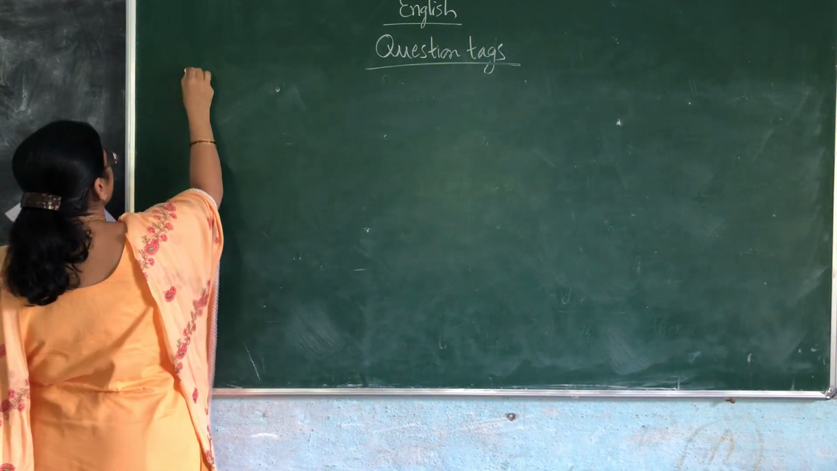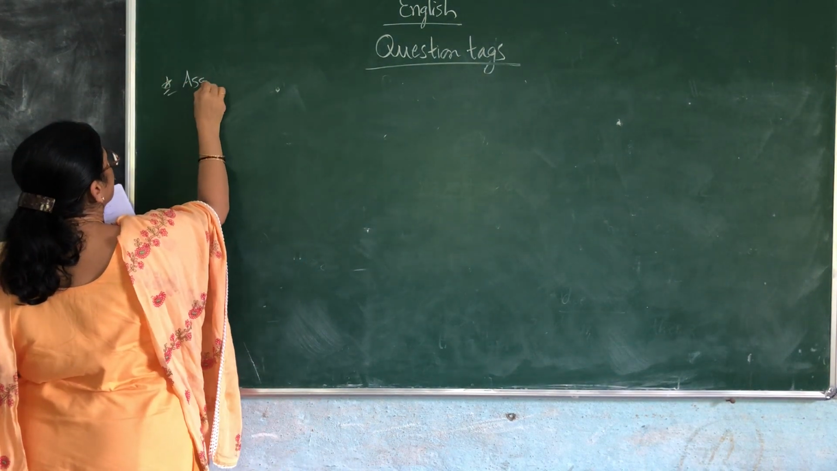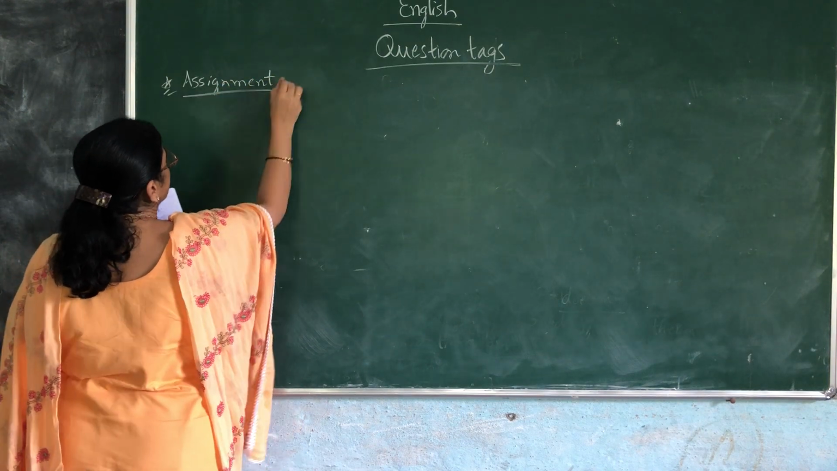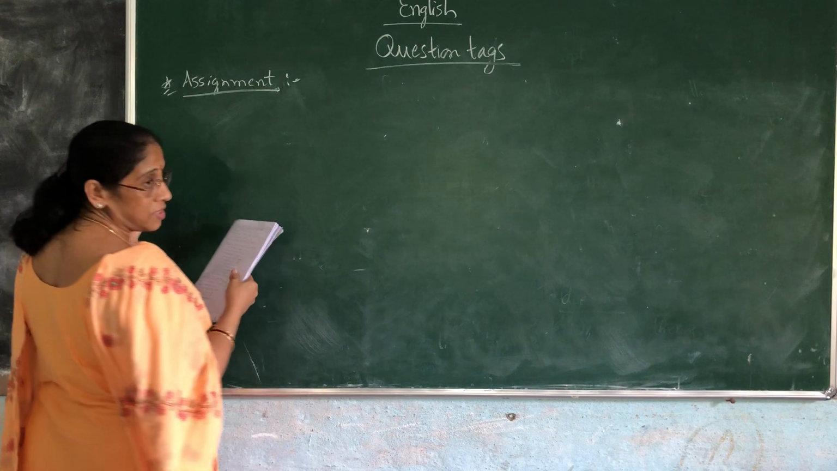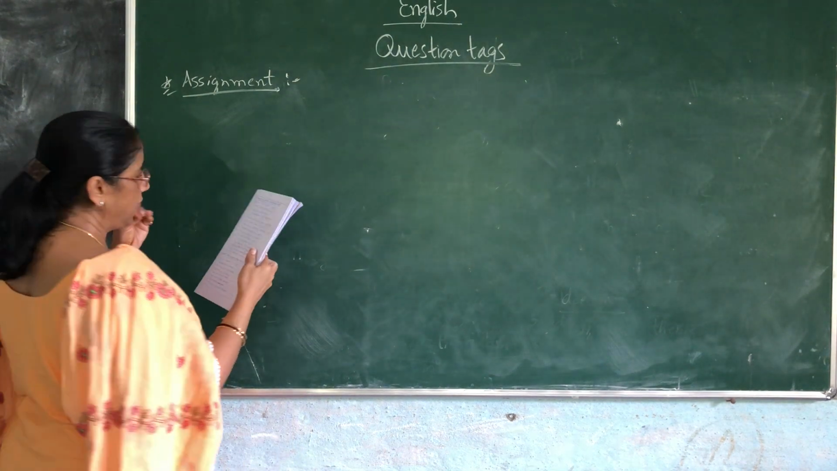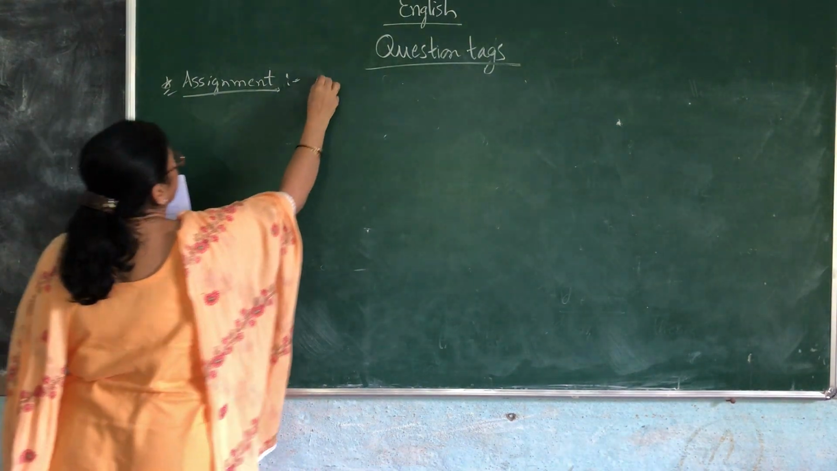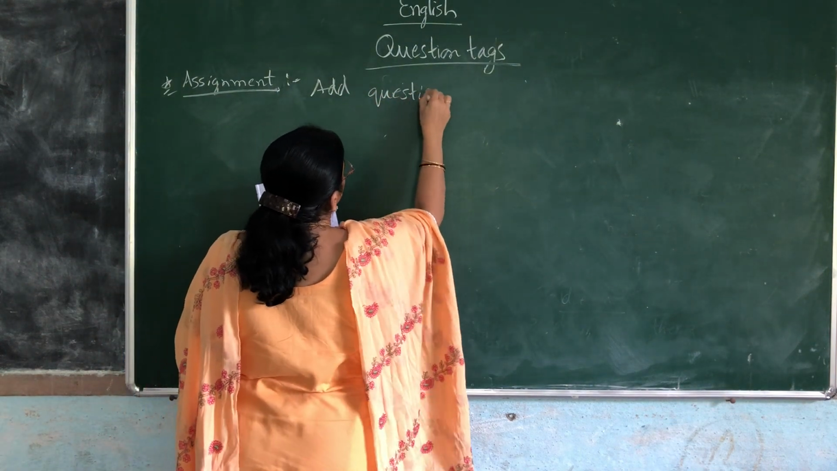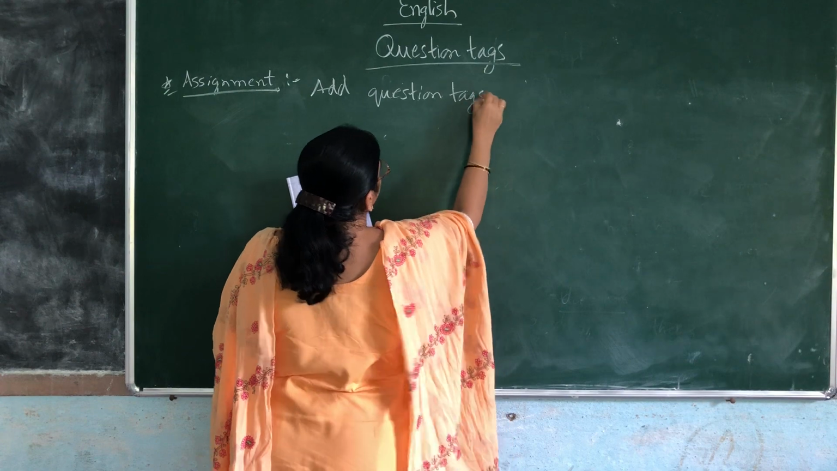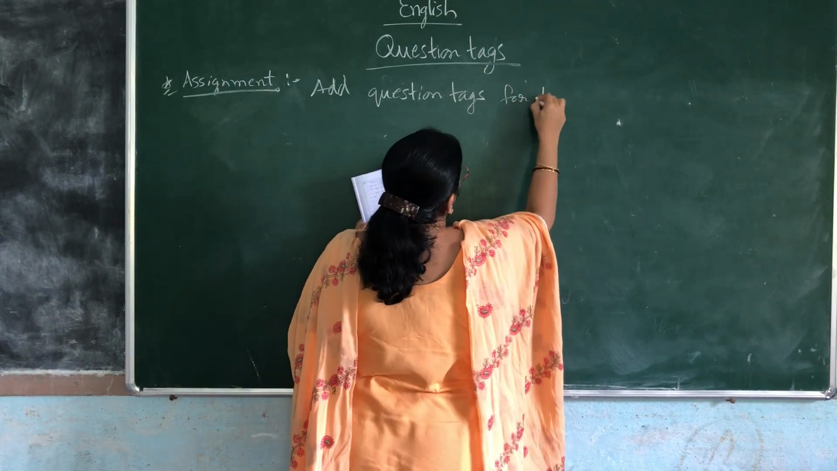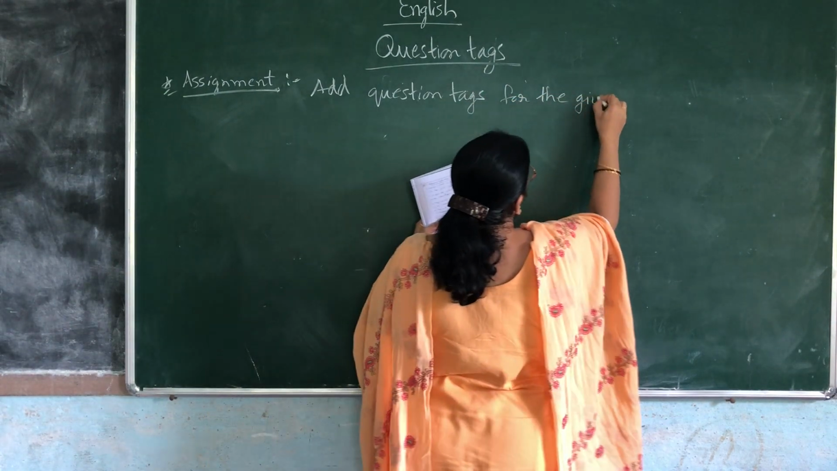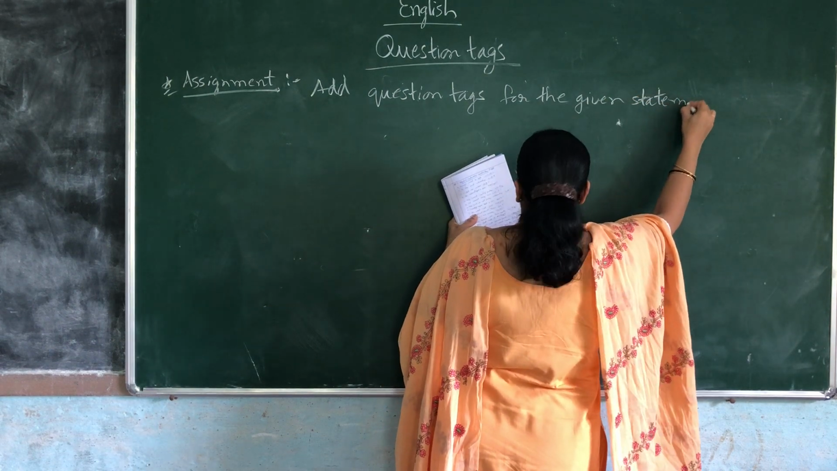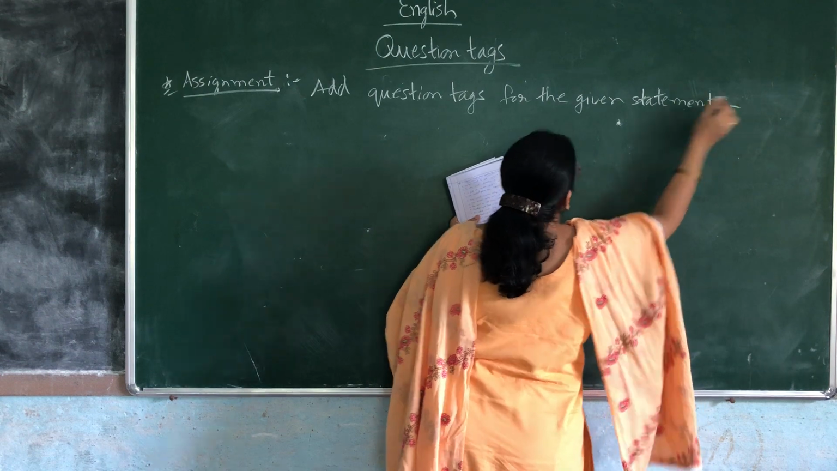So these sentences are for your assignment. That is your homework. It is very simple. Just note down the sentences and write the question tags. Add the question tag and underline it. Add question tags for the given sentences, the given statements.